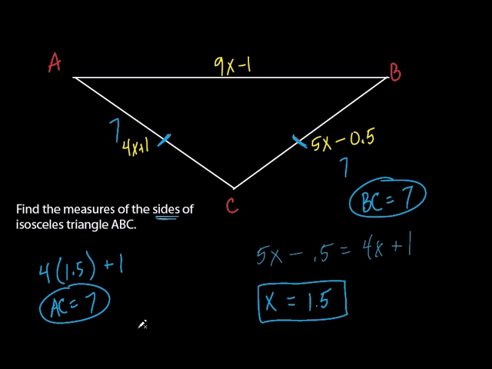And then we do one more. Let's find AB, and that would be 9 times x, which is 1.5, and then minus 1. That's 13.5 minus 1, which is 12.5. And that would be AB. So I'm going to put AB right here, and we'll circle that as well. So those are my answers. This right here is 12.5, and this is 7, and this is 7, and that's all you need to do. All right, that's it for classifying triangles. That's a good start.